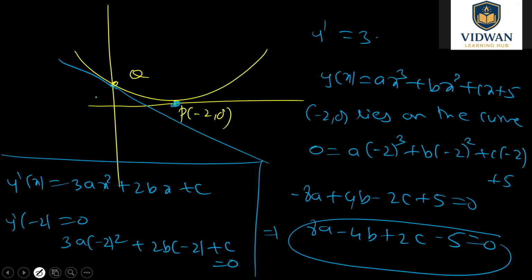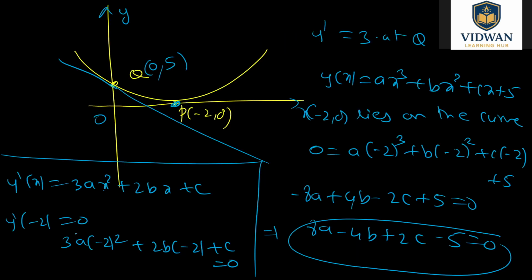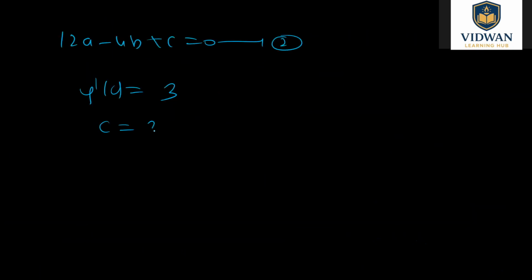And what is the other condition? At the point where it cuts the y-axis, generally what do you write? x equal to 0. When you put x as 0, what is the value of y? You are getting 5. So this point is 0, 5, because wherever a graph cuts the y-axis, x would be 0. At this point, the derivative must be equal to 3 because y dash is 3 at Q, as they mentioned. So in the derivative, if you put x equal to 0, what would you get? c. So y dash of 0 should be equal to 3. When you actually put y dash of 0, the other terms will be 0 and only c will remain. So from here, you'll get c equal to 3.